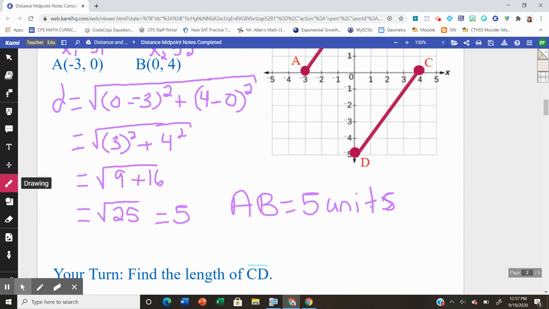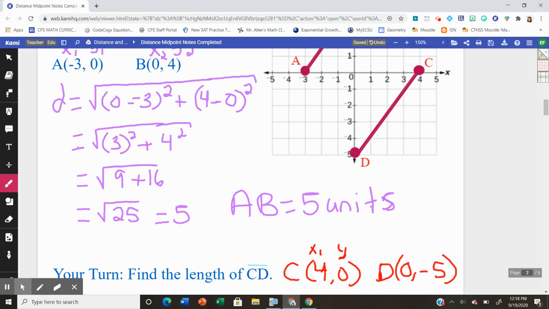All right, so for CD, let's write out the coordinates first. So C is located at 4 comma 0, and D is located at 0 comma negative 5. I like to write out the coordinates first. That way I can put my little notations over those coordinates so I know specifically what's my x1, y1, and what number represents my x2 and y2. So 4 will be my x1, 0 will be y1. We have 0, this other one here will be my x2, and negative 5 will be my y2.